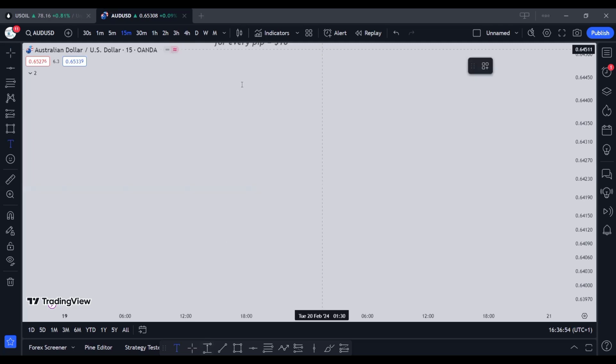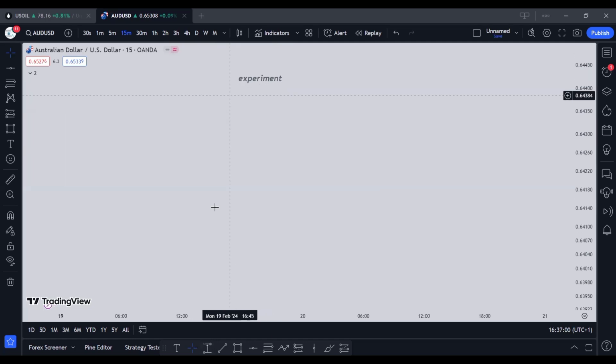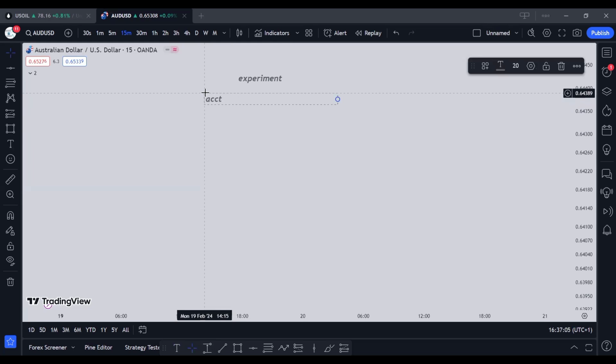Experiment now. You have a $200 account. Account size is $200. You want to start risking $10 per trade. You are risking 5% of this account per trade. That's a $10 risk per trade.